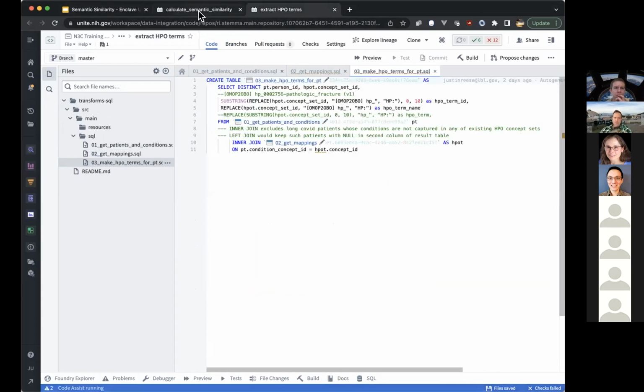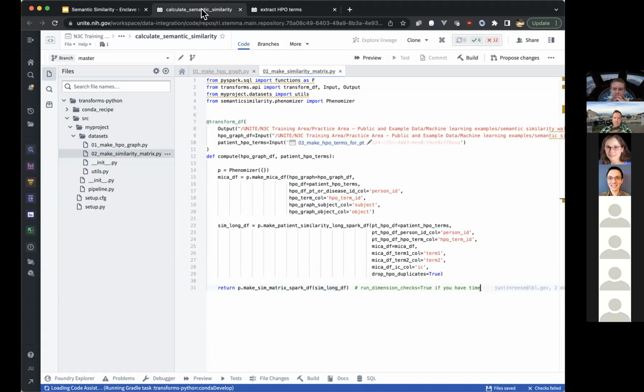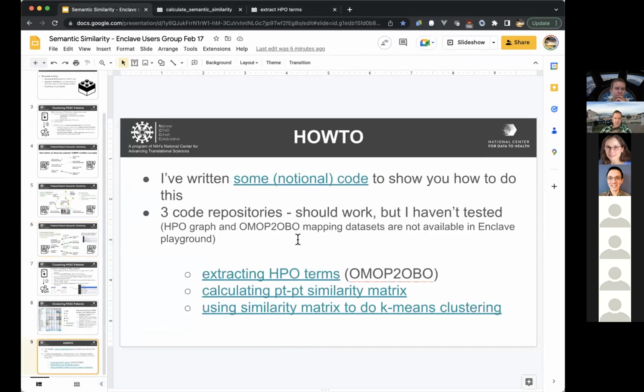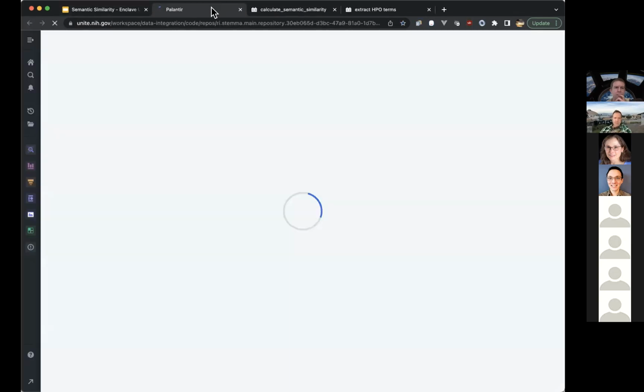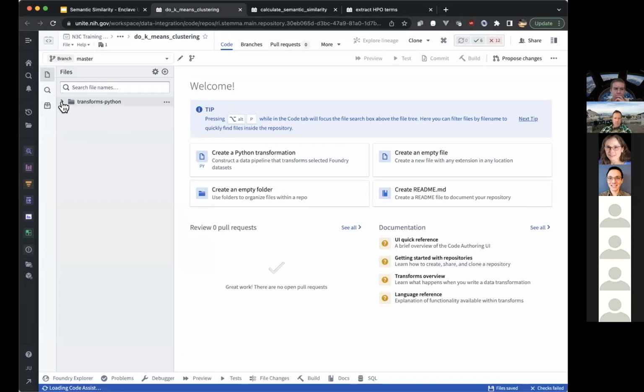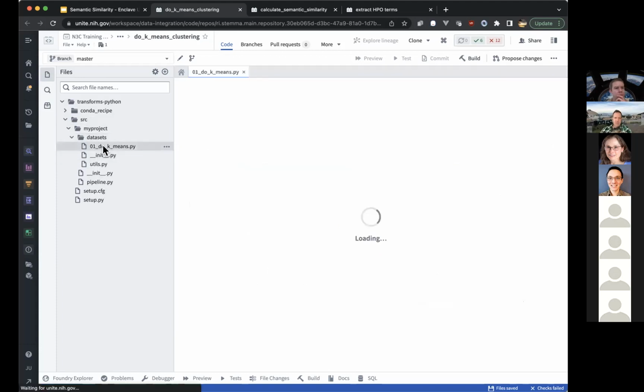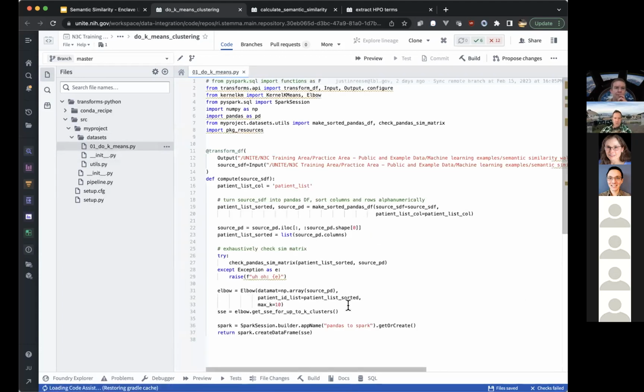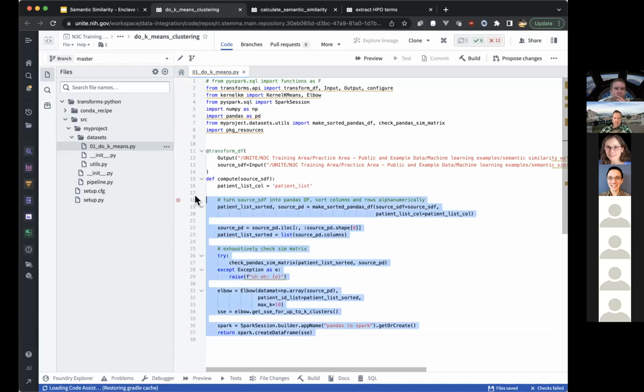Okay, so we have HPO terms. We have the patient-patient similarity matrix. Where'd that go? How do you do k-means clustering? This is also a Python code repository. There's only one transform here, and this basically is the entirety of the code.